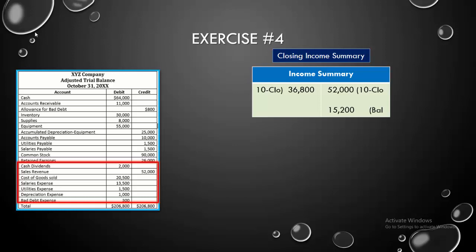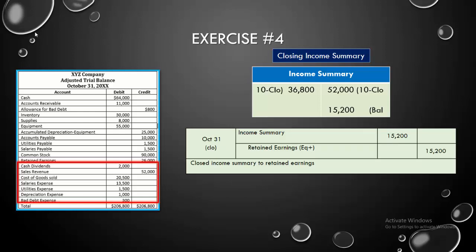But this is temporary. We have to reduce it down to zero. How are we going to do that? The same thing we did before. If it's got a $15,200 credit balance, let's debit it for that same amount. So we're going to debit income summary for $15,200. What are we going to close it to? You always close income summary to retained earnings. So we're going to debit income summary for its current balance of $15,200. We're going to credit retained earnings for $15,200 in our third closing entry, which is the closing entry to close income summary to our retained earnings account.